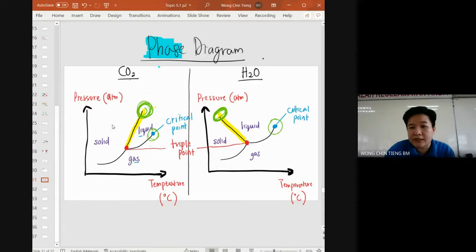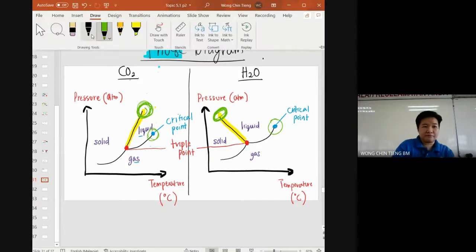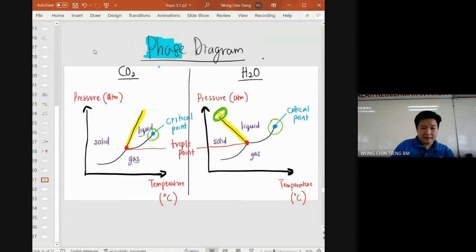Wajib. Critical point tak boleh duduk tinggi sangat. Ataupun dengan senang lah, critical point tak boleh duduk tinggi daripada solid liquid. Okay, critical point mesti duduk yang rendah. Selesai. Okay, any questions so far?